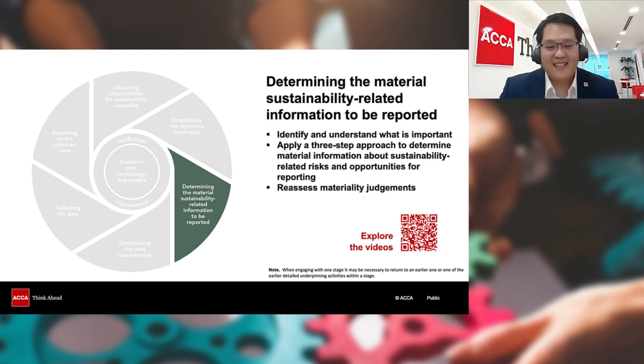Sustainability reporting is likely to cover a range of matters, so focus on what is important to your organization. This will include information to support decision-making by senior management and those charged with governance. Also, information to meet mandatory reporting requirements and the information that may be required by primary and other users.